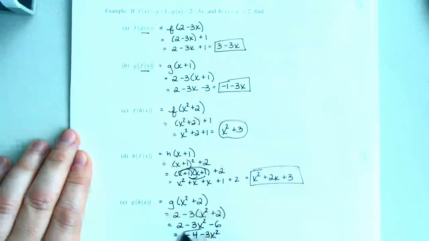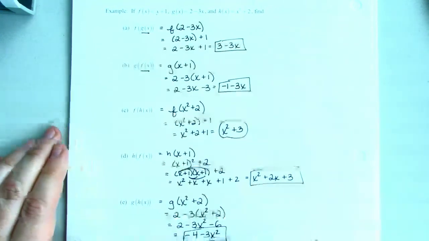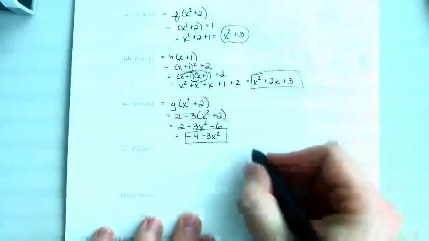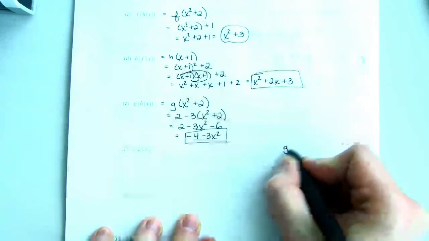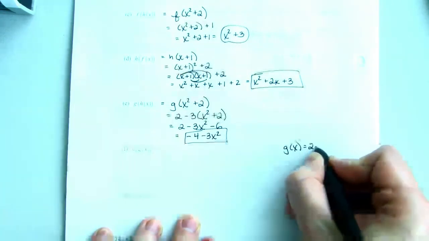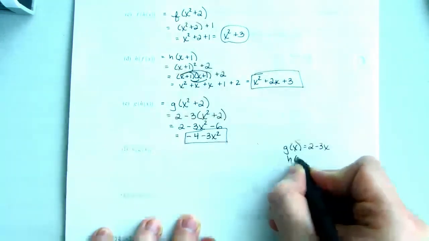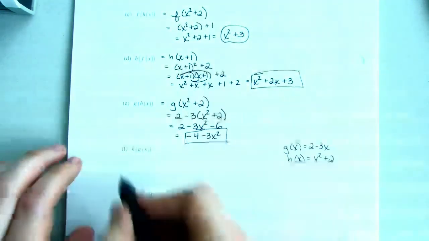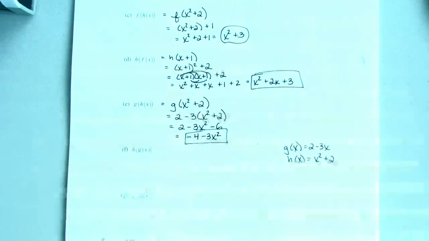Before we move on, let me just copy down the h function and the g function so we can see it on the screen at the same time. G of x equals 2 minus 3x. H of x equals x squared plus 2. See what you can do in letter F. What do you get for letter F?